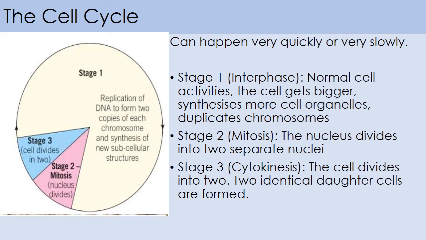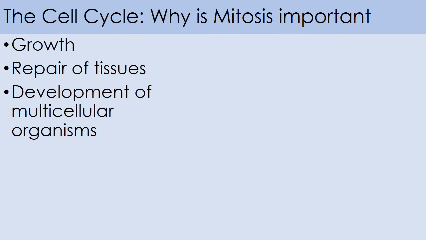So there we go, we've got the cell cycle. We've got stage 1 interphase, stage 2 mitosis, and stage 3, which is cytokinesis. You need to be able to identify which stage they are in. So the cell cycle is very, very important. It allows us to grow. We can get bigger, fatter, stronger, grow as organisms from a single cell into the multicellular thing that we are today. Also allows us to repair tissues.